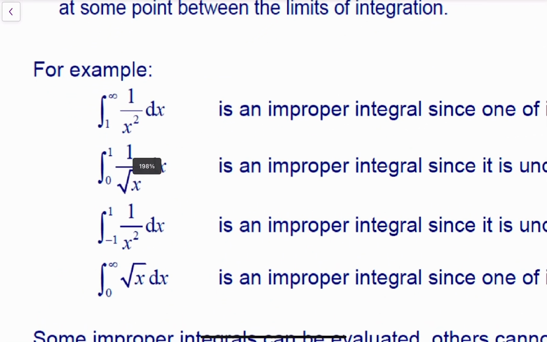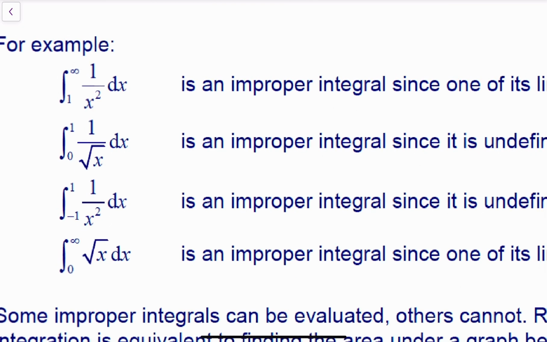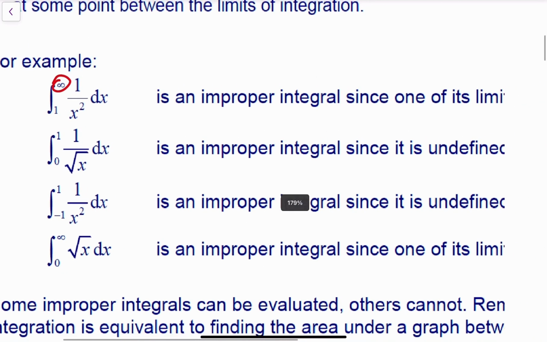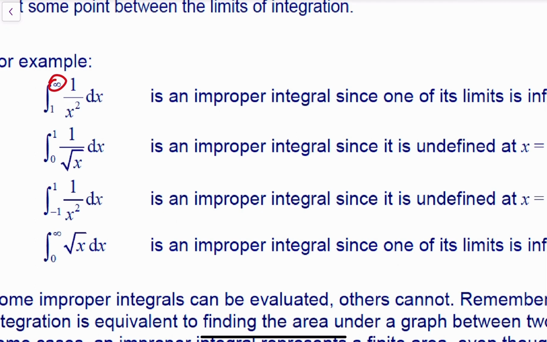So if we look at a couple of these, basically what you're looking for is when are you going to have a zero on the bottom line, because a zero on the bottom line is going to be a problem, or else when is one of your limits infinity. So here, this one is improper. It says here it's improper because one of its limits is infinity.